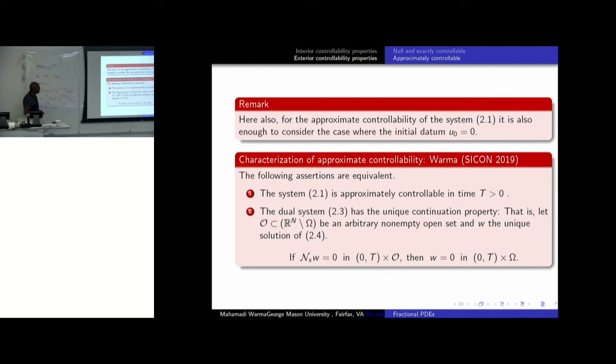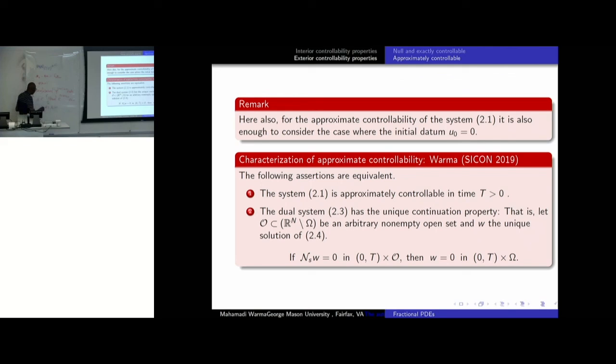Then here also we can prove approximate controllability. The approximate controllability is also the same. You can take U0 equal to 0, but also here we have proved in any dimension that the system is approximately controllable if and only if the dual system has the unique continuation property. But what is the unique continuation property here? You take V to be the solution of the dual system: if the non-local normal derivative is 0 on any open subset outside omega, then the solution must be 0 on the cylinder.